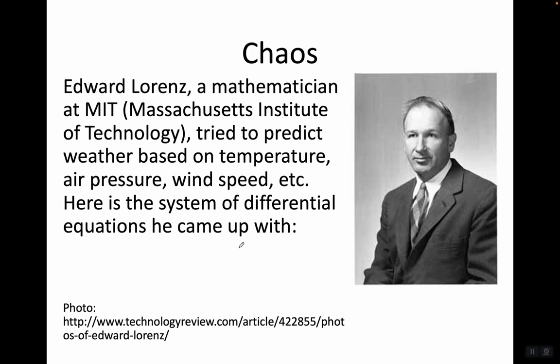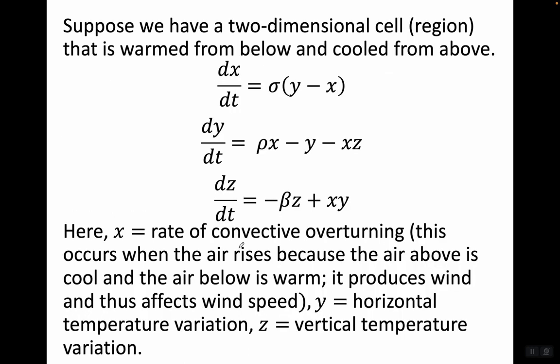Edward Lorenz, a mathematician at MIT, Massachusetts Institute of Technology, tried to predict weather based on temperature, air pressure, wind speed, etc. Here is the system of differential equations he came up with. Suppose we have a two-dimensional cell, a region that is warmed from below and cooled from above. dx/dt equals sigma times (y minus x). dy/dt equals rho x minus y minus xz. dz/dt equals negative beta z plus xy.